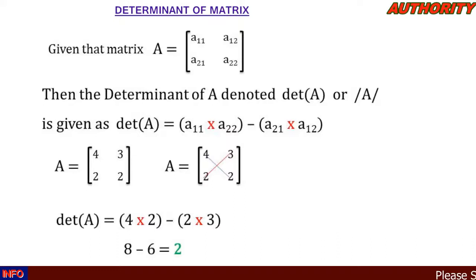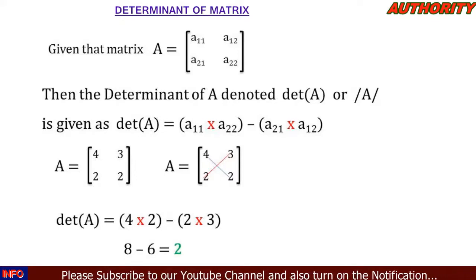This is for 2 by 2. So anytime you are asked to find the determinant of a 2 by 2 matrix, you will simply multiply the elements of the main diagonal minus the multiplication of the elements in the other diagonal. Okay? Now let's go.